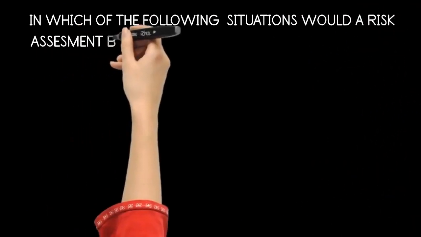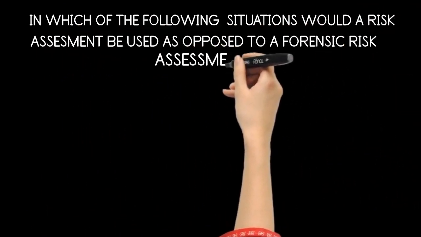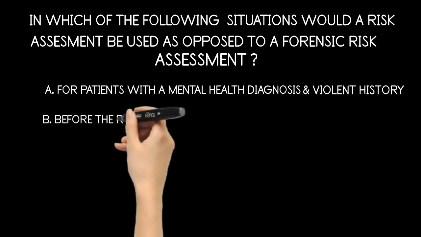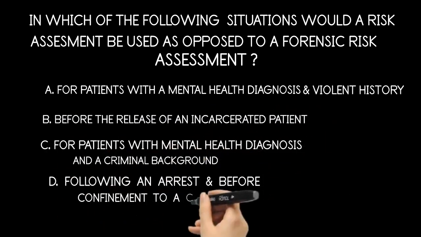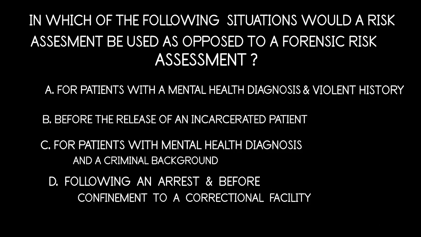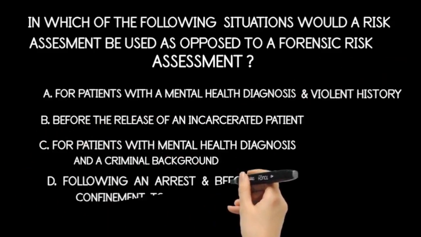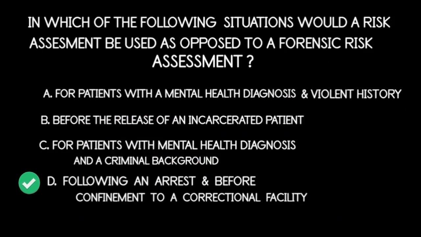In which of the following situations would a risk assessment be used as opposed to a forensic risk assessment? Letter A, for patients with a mental health diagnosis and violent history. Letter B, before the release of an incarcerated patient with a mental health diagnosis. Letter C, for patients with a mental health diagnosis and a criminal background. Letter D, following an arrest and before confinement to a correctional facility. Answer is letter D. A risk assessment is completed in an emergency department after arrest and before confinement.